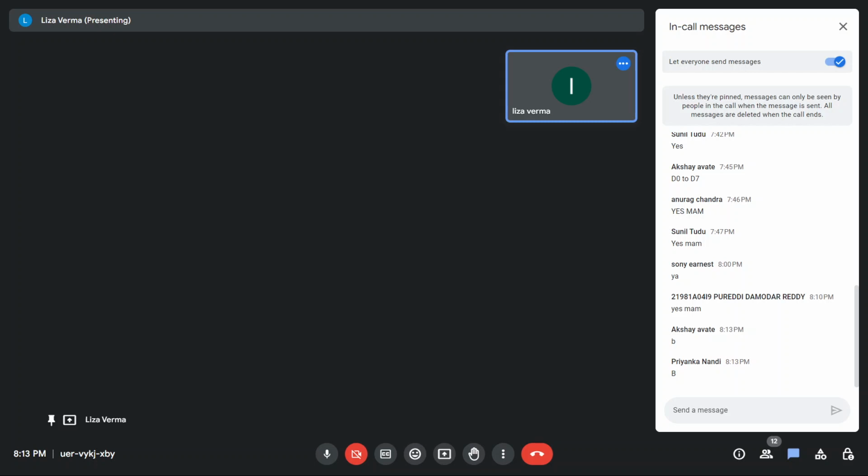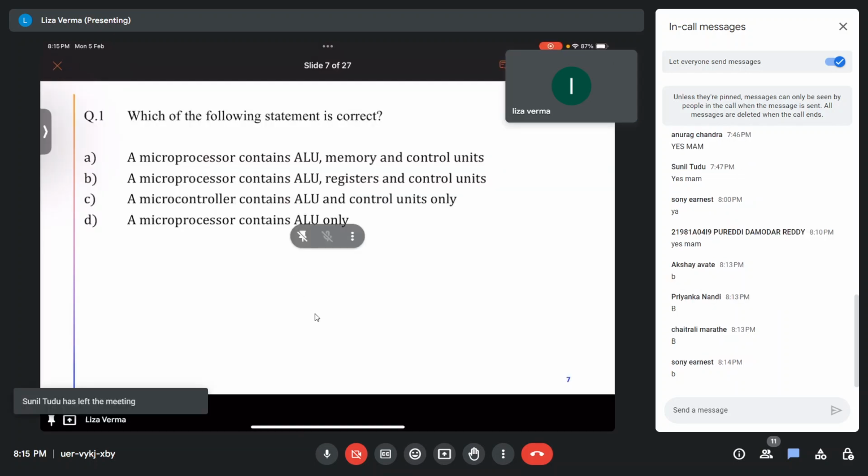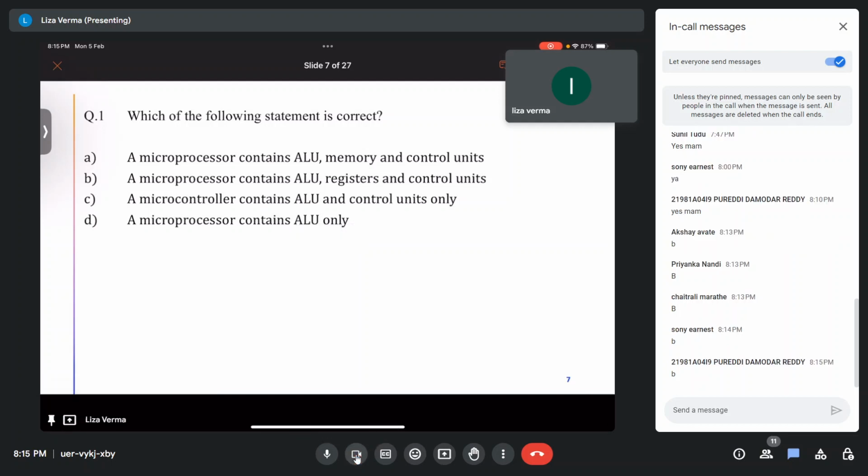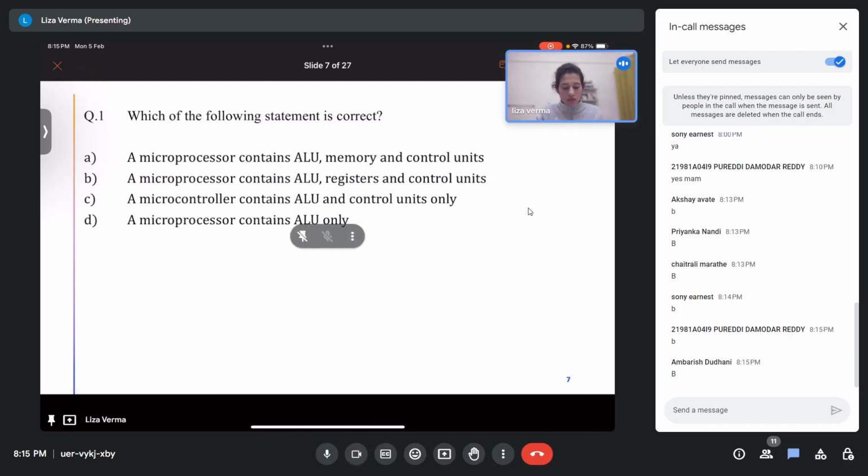Ma'am, answer is B. Okay, so some people have worked it out. The question is, which of the following statements is correct? Everyone is saying B, let's say: the microprocessor contains ALU, registers and control units.